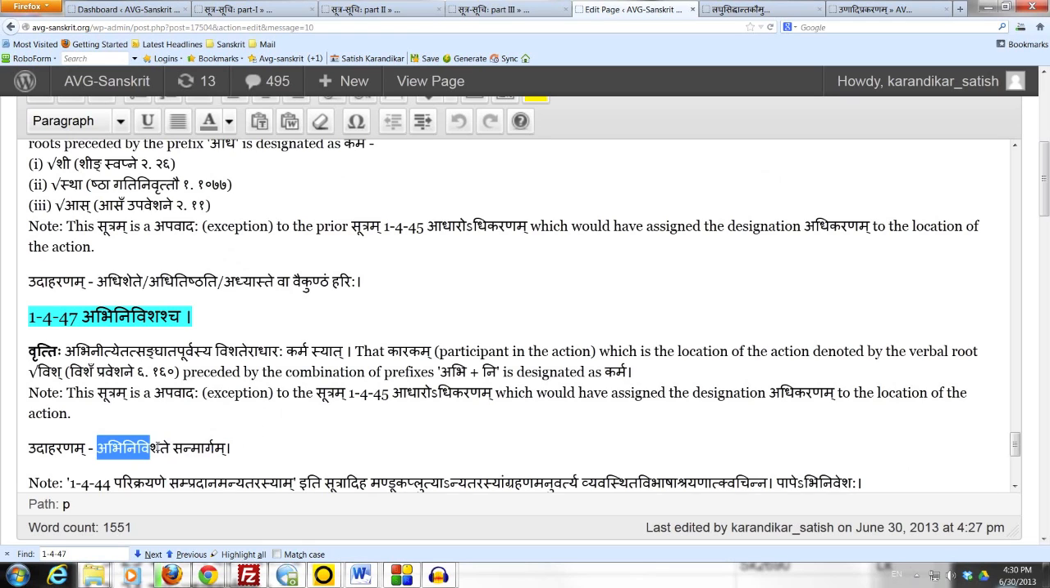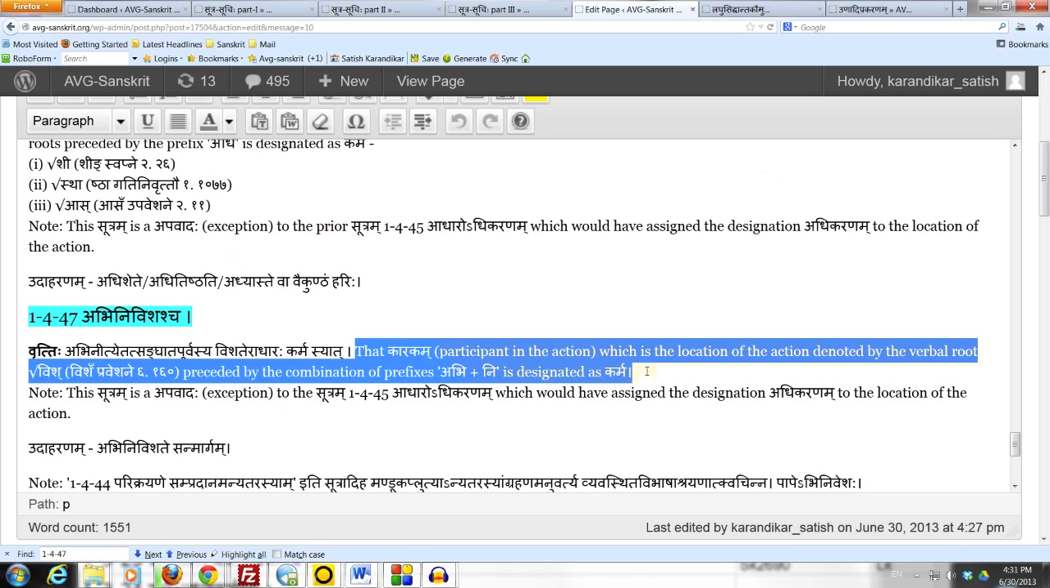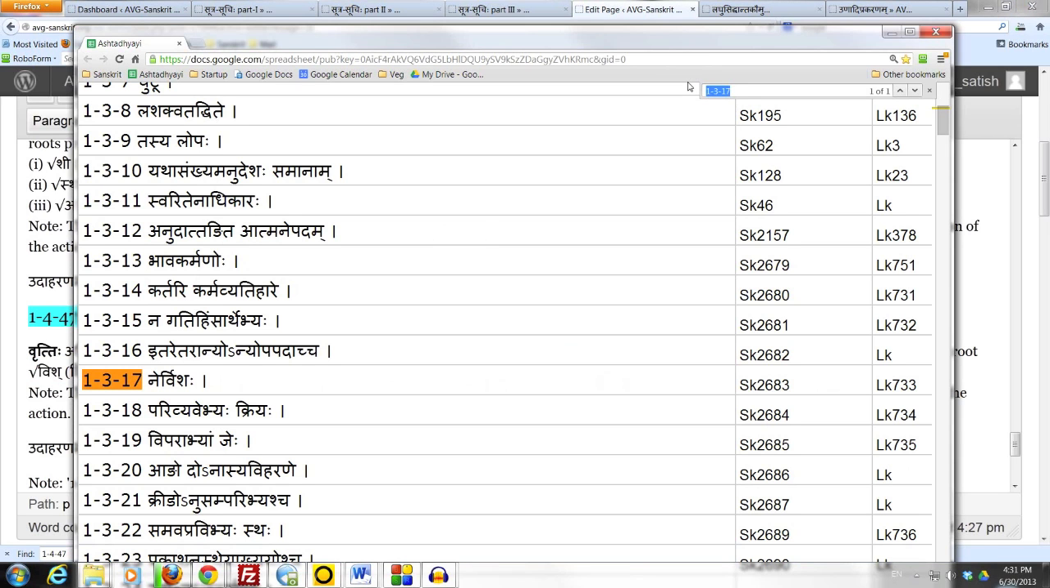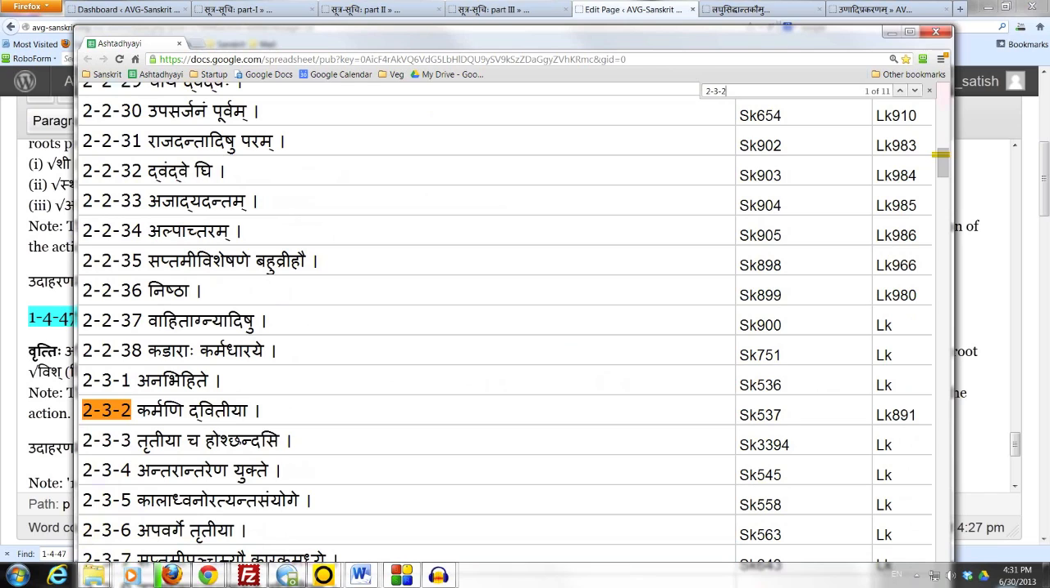Abhinivishate means that he enters into or settles in, and hence it means to take to, to follow. That's the meaning of abhinivishate sanmargam: he takes to or follows a good path. Now normally if we say someone enters into something, that something, the location of the action, would get the sanya of adhikaranam. By 1445, that karakam would be adhikaranam. But this special sutram 1447 now assigns the karma sanya to sanmarga, and by 232 karmani dvitiya, we use a second case affix, ekavachanam, to get the form sanmargam.